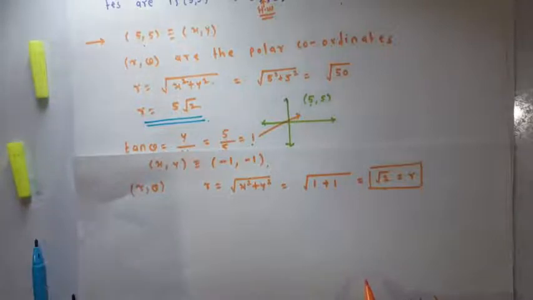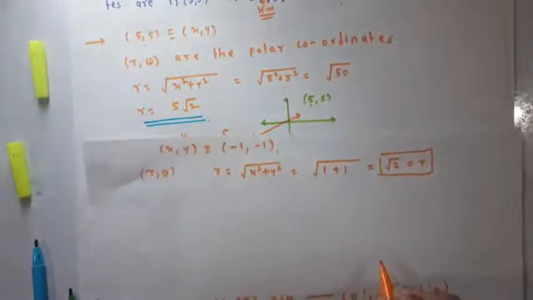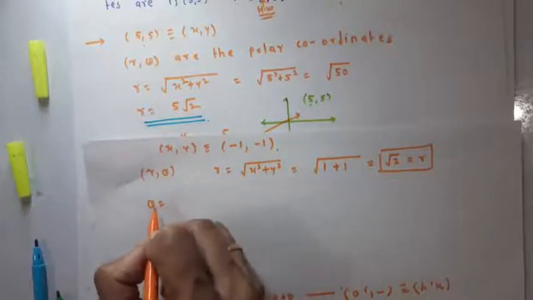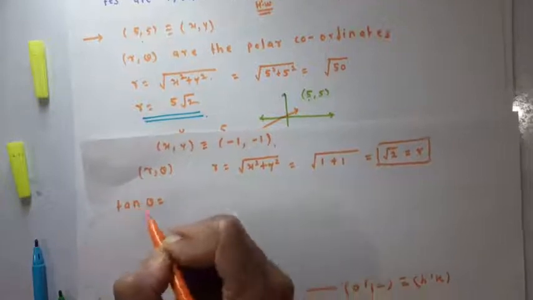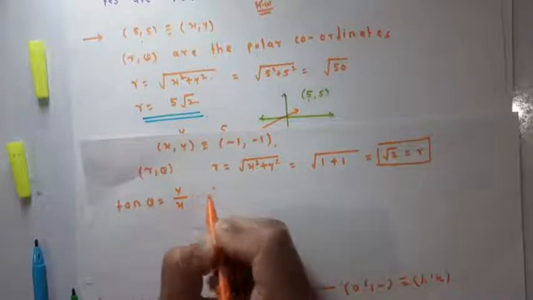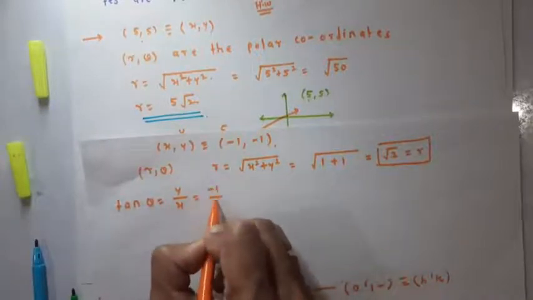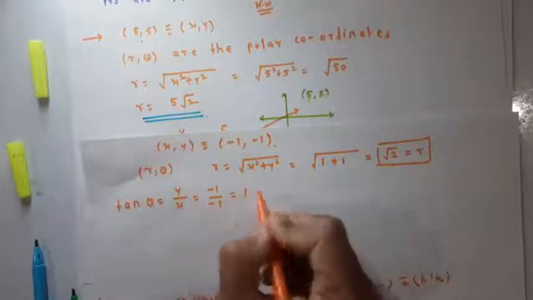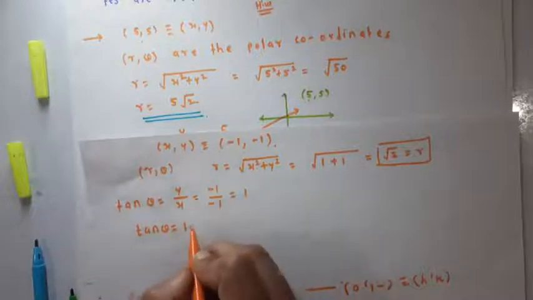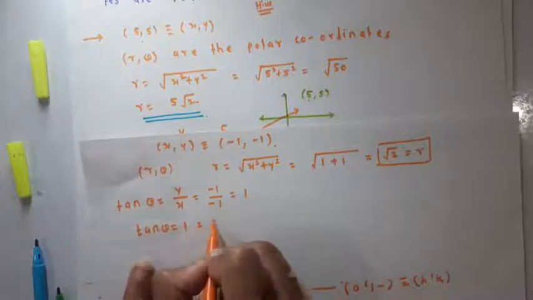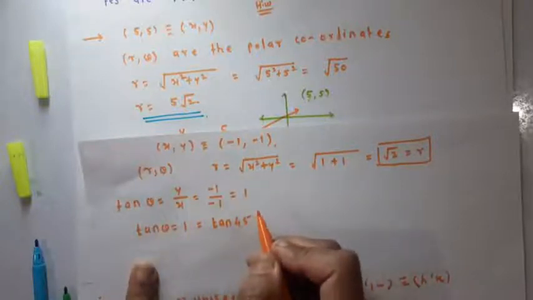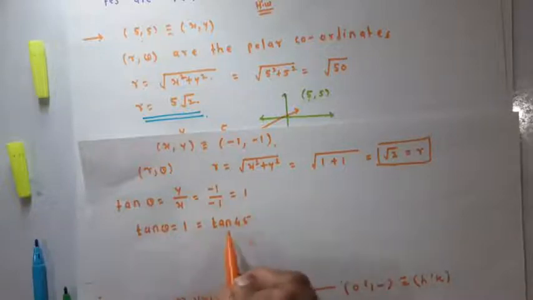Okay. Now let us find out theta. Let us find out tan theta, and then we will find out theta. Tan theta equal to y upon x by the relation. So -1 upon -1, this is equal to +1. This implies tan theta equal to 1. But see students, when is the value of tan theta 1? At tan pi by 4 or tan 45, tan theta is 1. So the value of theta is 45.